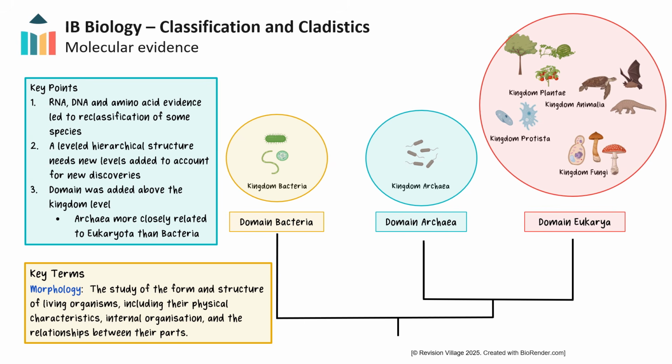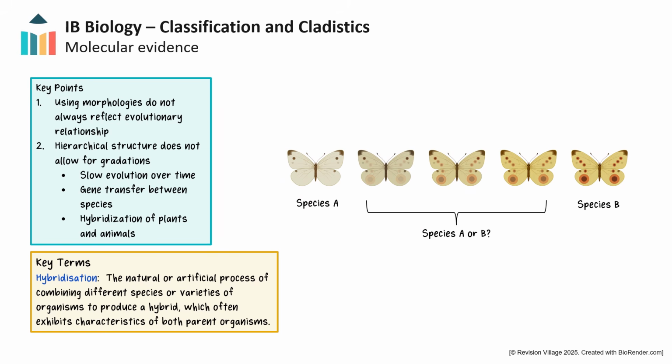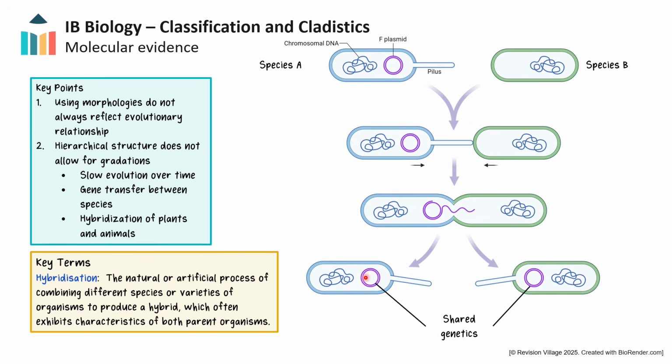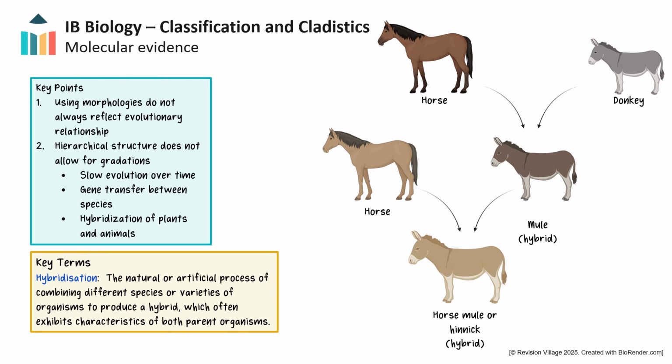This was a major shift in classification, but smaller shifts have also occurred, leading to further modification of the traditional classification, such as adding subphyla and superphyla. Organizing species into a leveled hierarchical classification system is useful but limited. Because it uses morphological information, it does not always reflect evolutionary relationships. The hierarchical structure does not consider the gradations of relatedness that we see when species slowly evolve over time, or when genes are transferred between different species of bacteria, or when hybridization of plants or animals occurs.